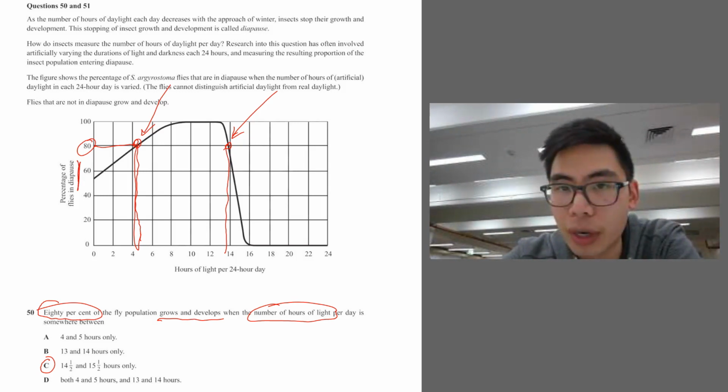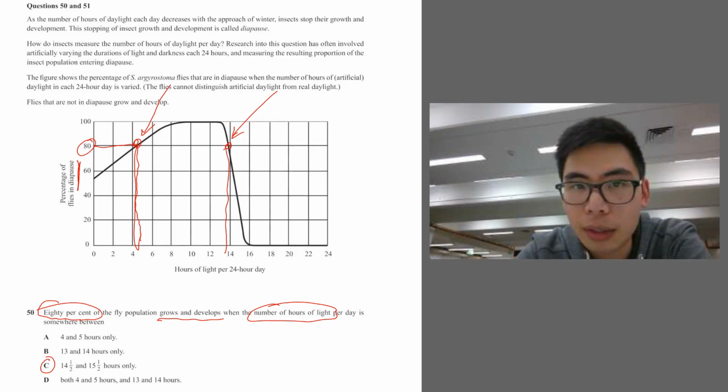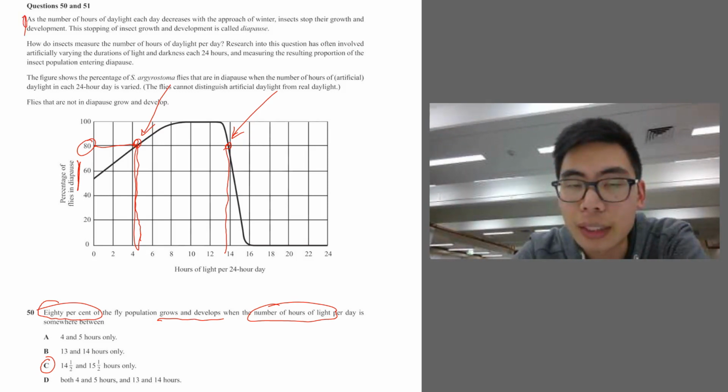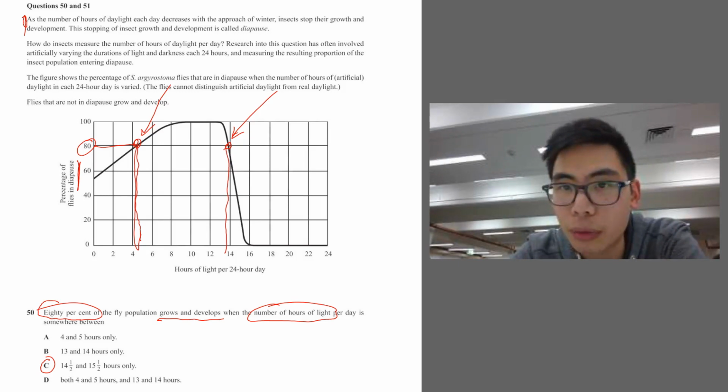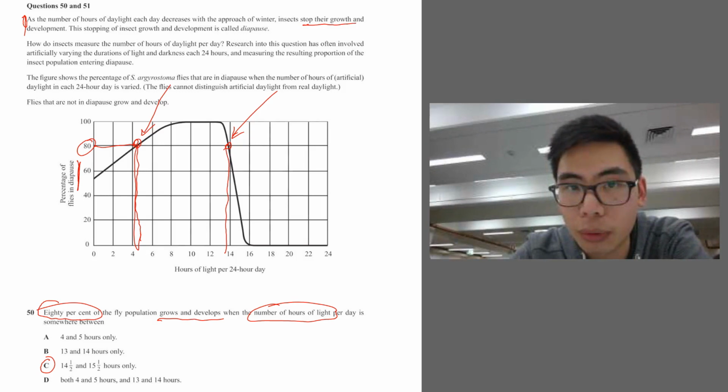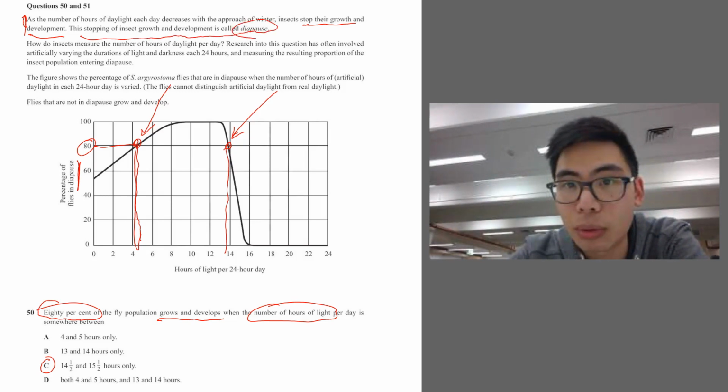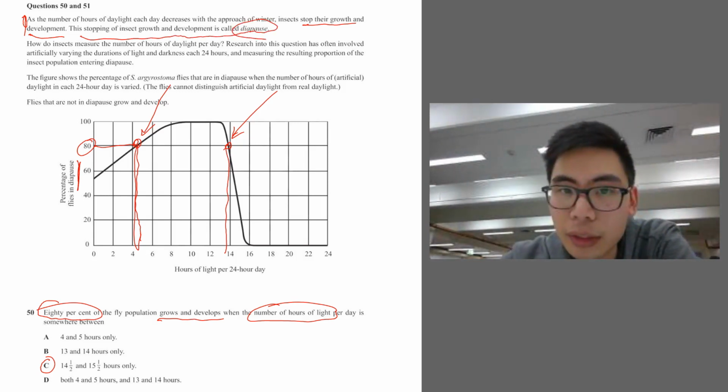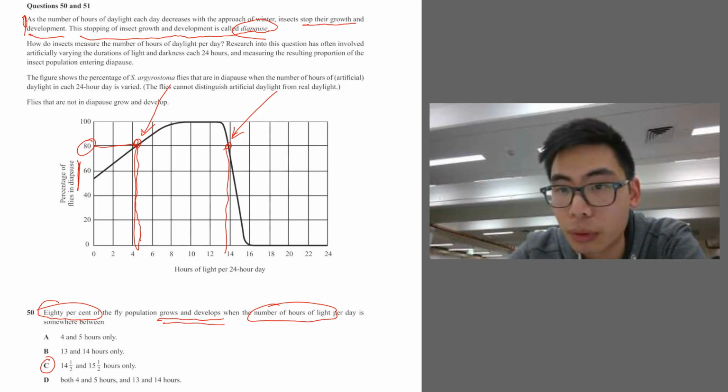You may or may not have read it, but up here it says in the very first paragraph, as the number of hours of daylight each day decreases with the approaching winter, insects stop their growth. They stop their growth and development. The stopping of insect growth and development is called diapause. So in actual fact, what the graph is showing us is the percentage of insects that have stopped growing and developing. Okay, and the question here is asking 80% of the fly population that grows and develops.